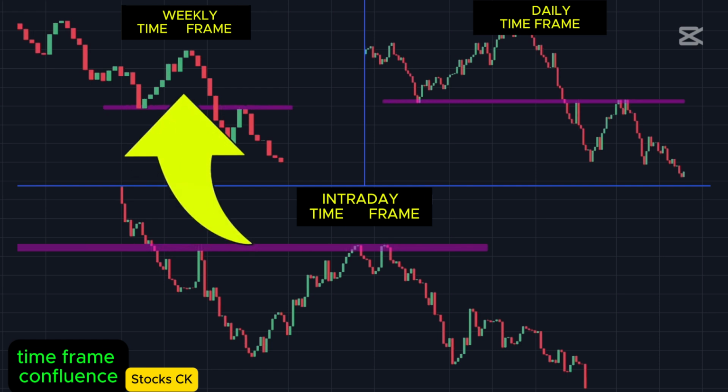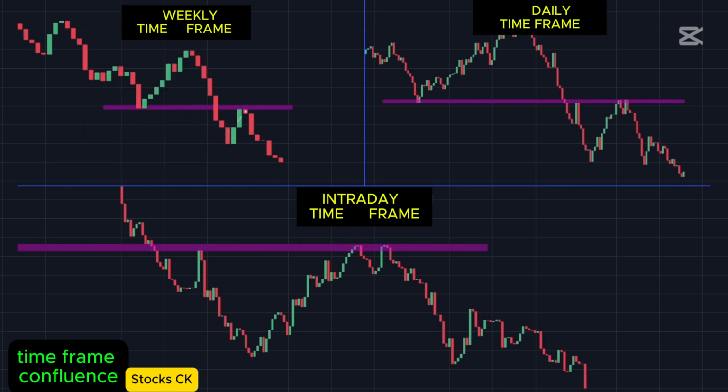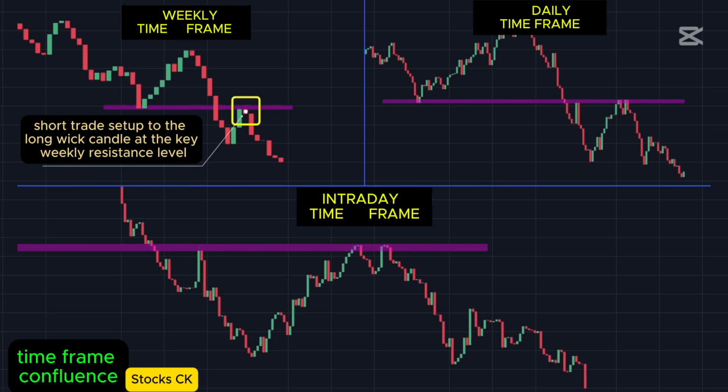Starting with the weekly, you have a clear downtrend with lower highs and lower lows, so you want to trade with the downtrend and you have a bearish bias. Here is your short trade setup, the long wick candle at the key weekly resistance level.